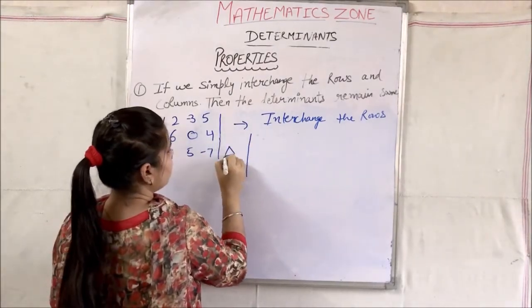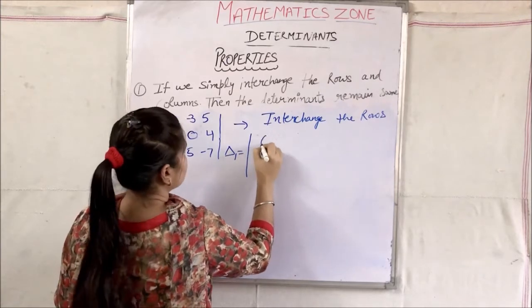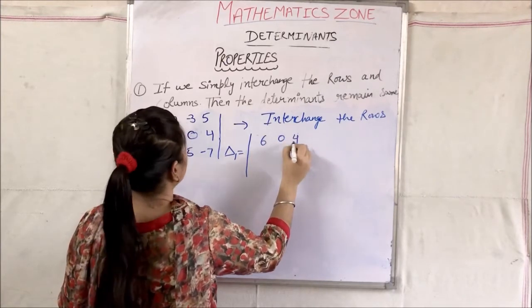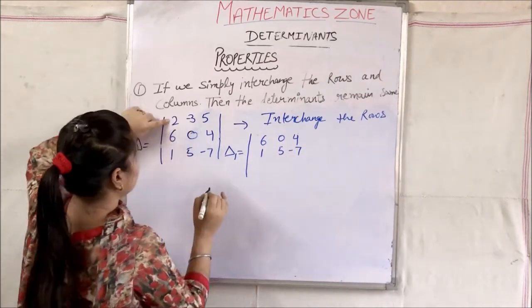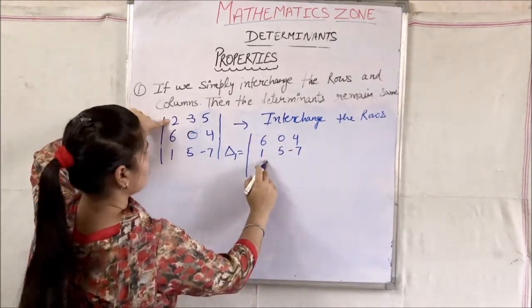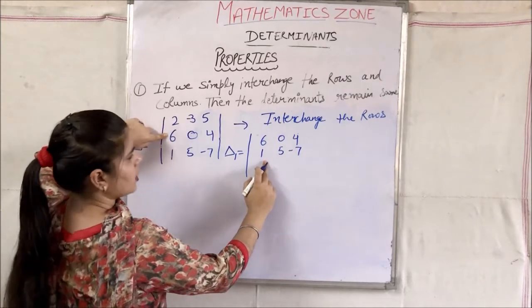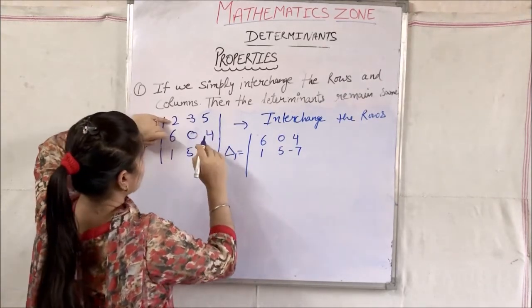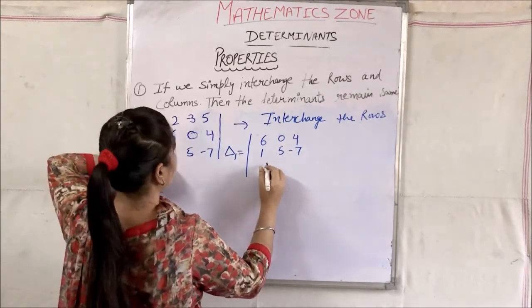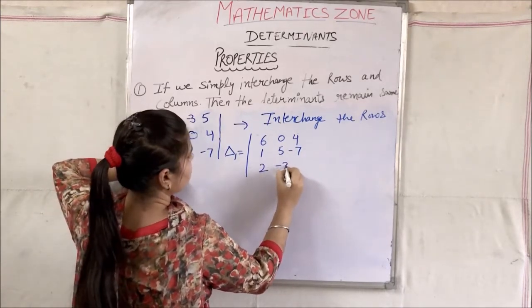So our delta 1 will be 6, 0, 4, 1, 5, minus 7. The second row will be turned into the first row. The third row will be turned into the second row. And our first row will be turned into the third row. So that will be 2, minus 3 and 5.